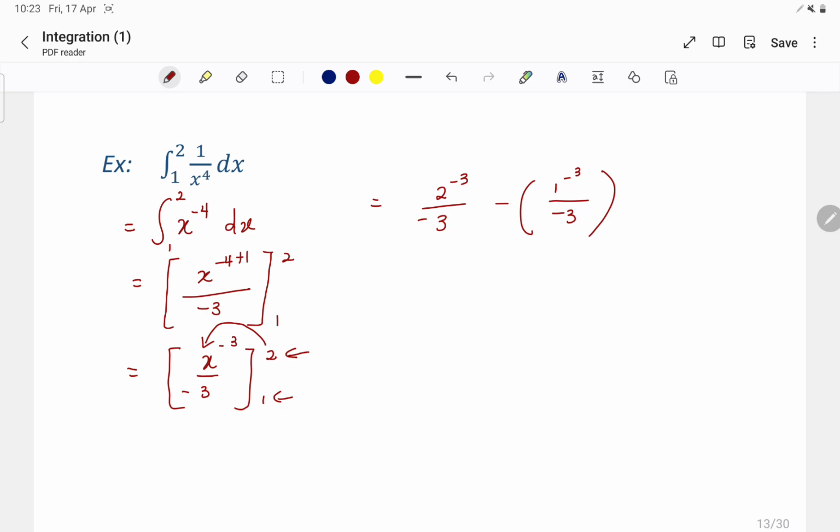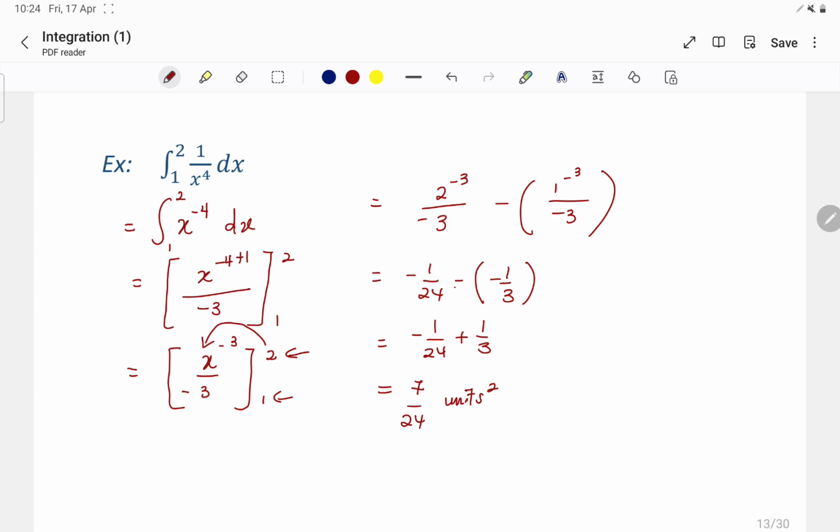Okay, this one you substitute inside the calculator, you are going to get negative 1 over 24 minus negative 1 over 3. So the final answer, because negative and negative become positive, is negative 1 over 24 plus 1 over 3, which is 7 over 24 unit square.